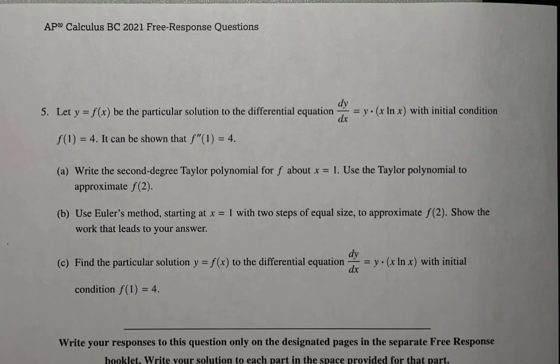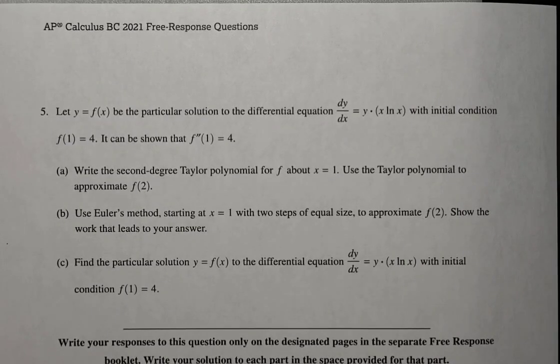Number 5 on the 2021 exam. This is a differential equation problem mixed with a Taylor polynomial, actually. Let's see what it says. Let y equals f of x be the particular solution to the differential equation dy/dx equals y times x ln x with initial condition f of 1 equal to 4. It can be shown that f double prime of 1 equals 4.